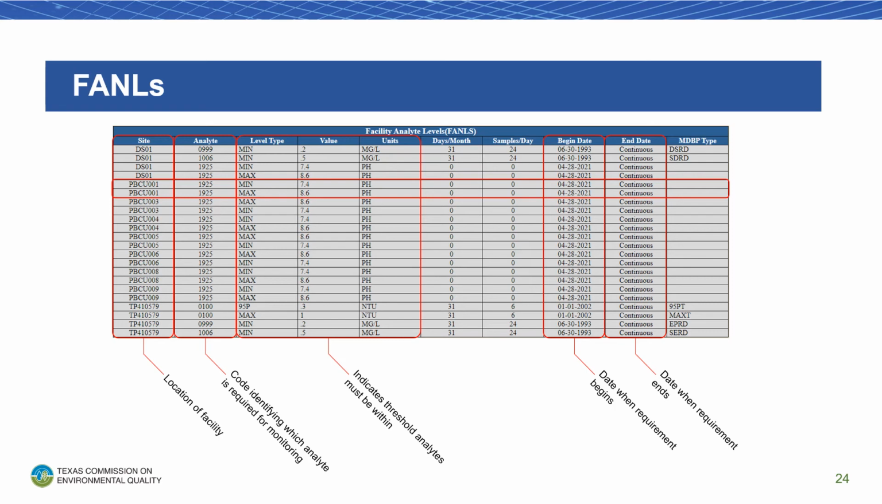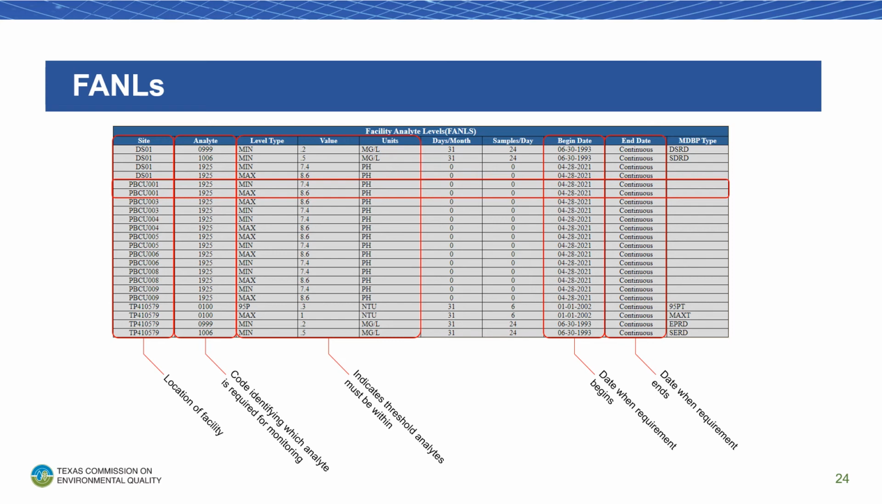For water quality parameters, analytes will have a level type indicator of either max or min, which specify if the value in the next column is the maximum or minimum amount allowed. For example, in the rows circled on the page, the table indicates that analyte 1925, which is associated with pH, must have a minimum pH of 7.4 and a maximum of 8.6.